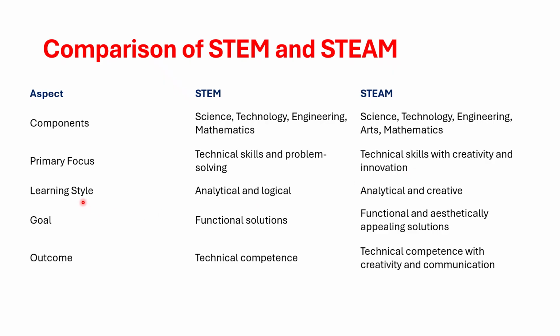Then coming to the learning style, STEM basically uses analytical and logical learning, whereas STEAM uses analytical and creative learning. The goal for STEM engineering is a functional solution, whereas for STEAM it is a functional and aesthetically appealing solution. The outcome of STEM engineering is technical competency, whereas in STEAM engineering it is technical competency with creativity and communication.